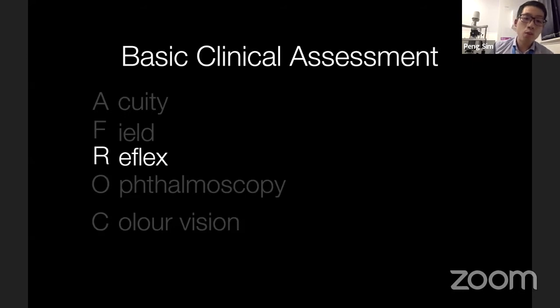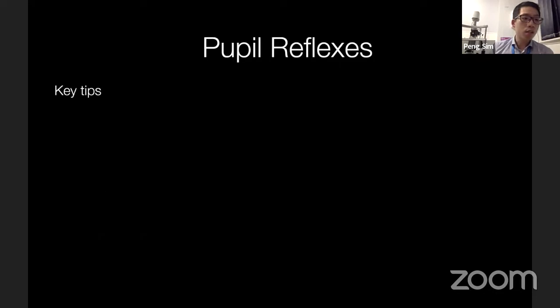So next will be pupil reflex. There's not much to say about this really, but it's important to do this properly. I think a lot of people tend to just do this briefly when examining people. Actually, there's a lot of information to get by examining someone's pupil reflex. So key tips in doing this, I always tell people you must try to dim the room light, to make sure that the pupils are as dilated as they can be.